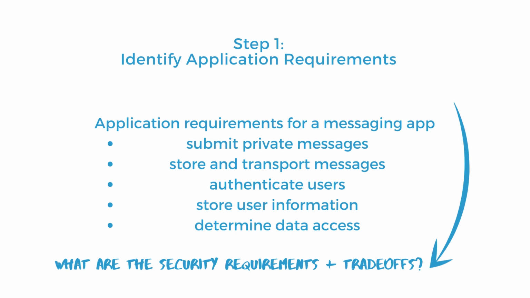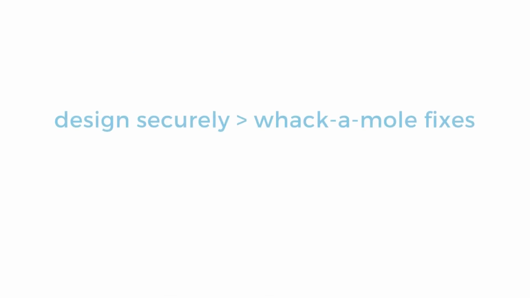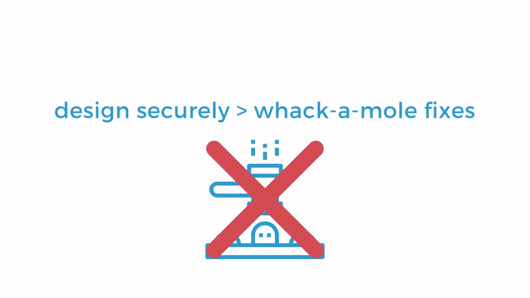Deep-rooted security flaws like insecure data storage or bad authentication mechanisms are very hard to fix once you start developing the application, because if you want to change it further down the line, you might need to change a lot of other parts of the code. So it's way easier to get security right with planning before you actually start coding.